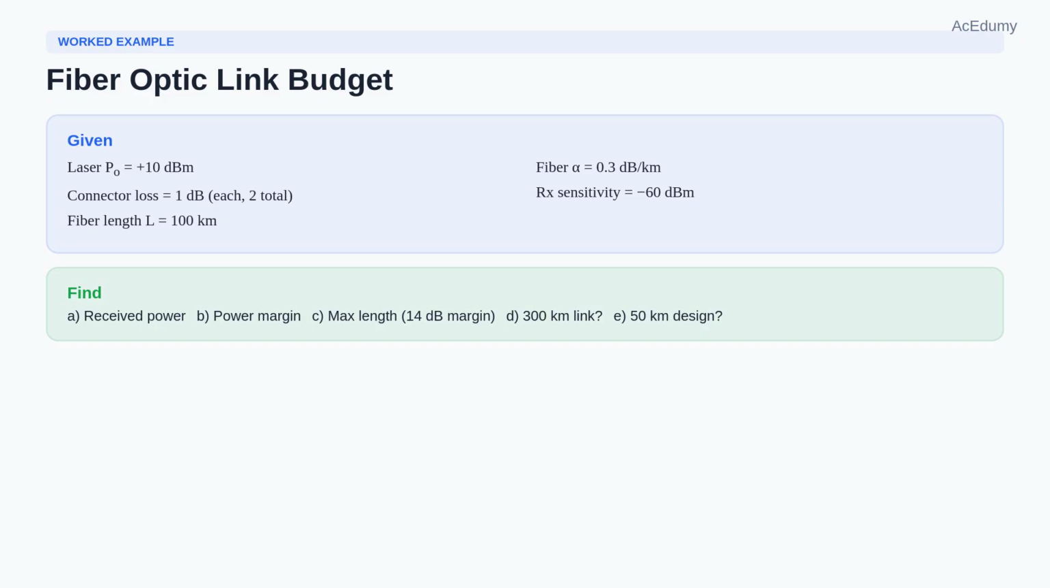We have 5 questions. Part A. Find the optical power delivered to the receiver. Part B. Compute the power margin. Part C. Find the maximum fiber length that still gives a 14 decibel margin. Part D. Will a 300 kilometer link work? Part E. Would a 50 kilometer link be a good design choice?